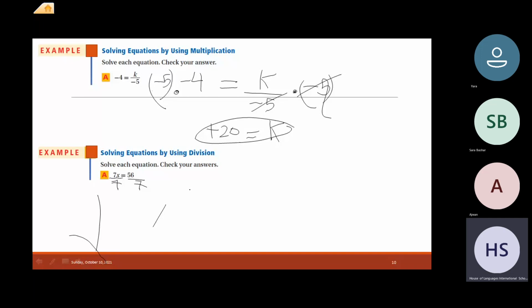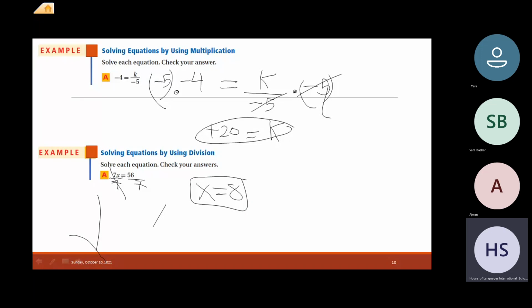Now then, x multiplied by 7. If I divide this part by 7, I should divide this side by 7. Then 7 cancels 7. So we have x now. 56 over 7 is 8. So what's the value of x? It's 8. Teacher, we should only multiply 8 by 7? Yes, if you want to check your answer.